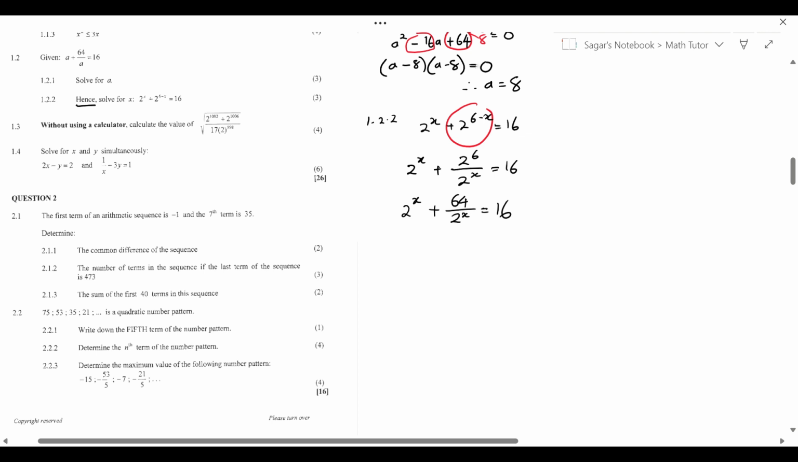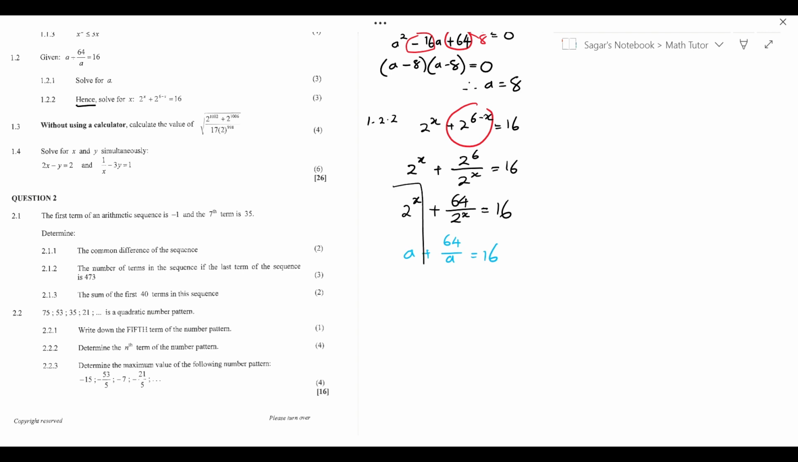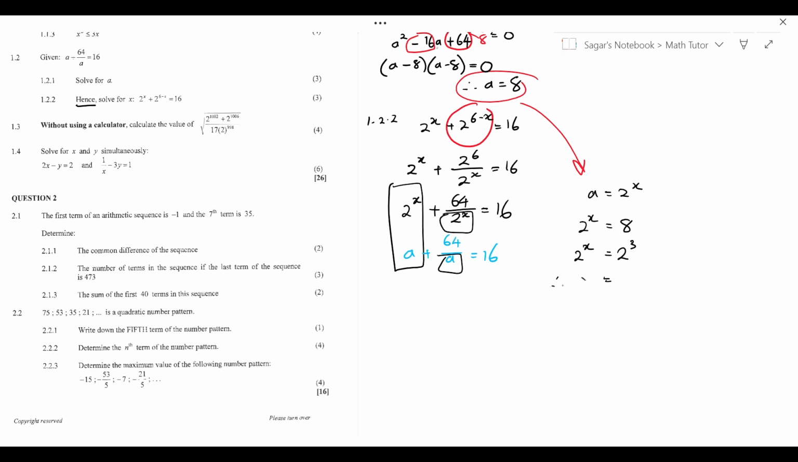Now we see this is very similar to the equation given, which is that in blue. And here we can make the similarity that a is equal to 2 to the x, right? So a is equal to 2 to the x, and a is equal to 8 as calculated before. So 2 to the x is equal to 8. Now when we exponentiate this 8, we get 2 to the power 3. Therefore x is equal to 3. This is only possible due to the terms being equal.